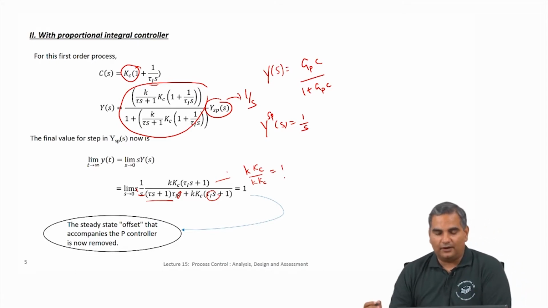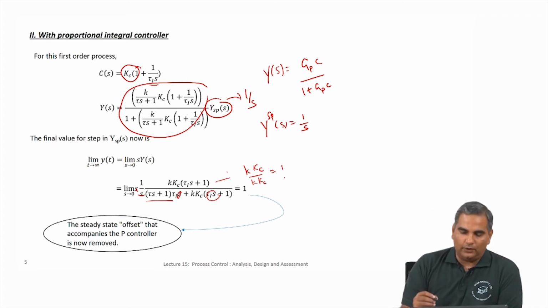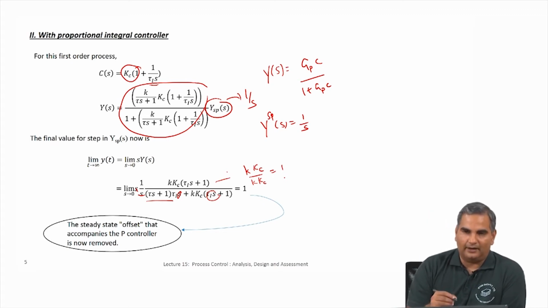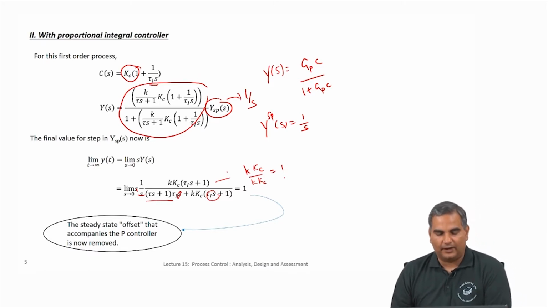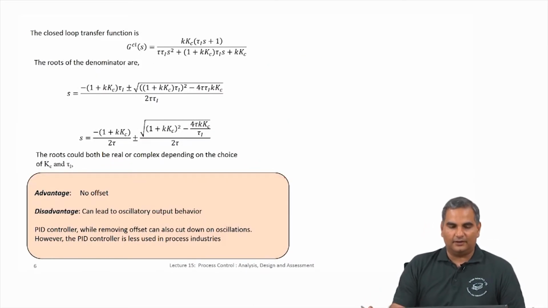and no offset for PI controller. So, I am not going to explain that here, but I will leave that as an exercise for you to really think about why, from a time domain viewpoint, you have an offset when you have a P controller, but not so when you have a PI controller. Okay. So, this is the advantage of the PI controller, that it gets rid of the offset.